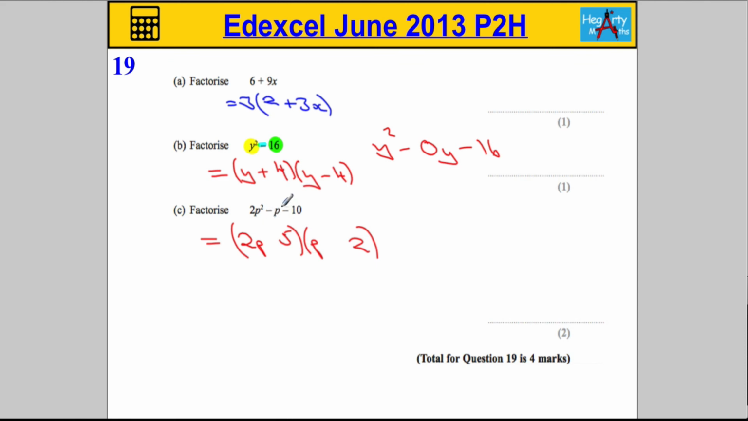Okay, now let's think about the signs. I need to get negative p. So if I do 2p times positive 2, that would give me positive 4p. And if I did negative 5 times p, that would give me negative 5p. And when we add those together, we're going to get negative p. So that will work. So our factors are 2p minus 5 and p plus 2.